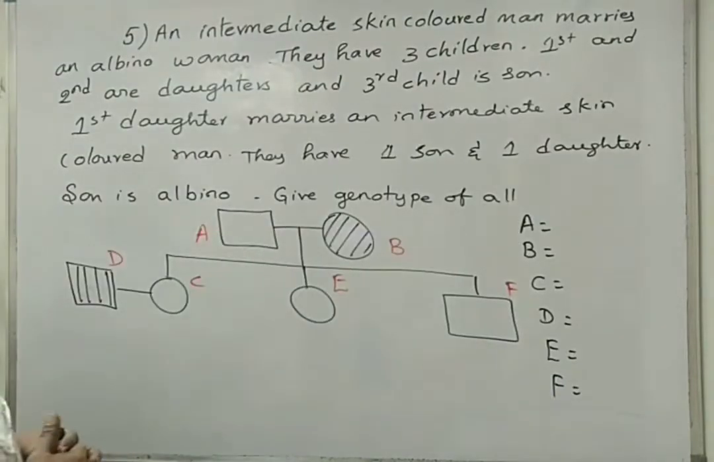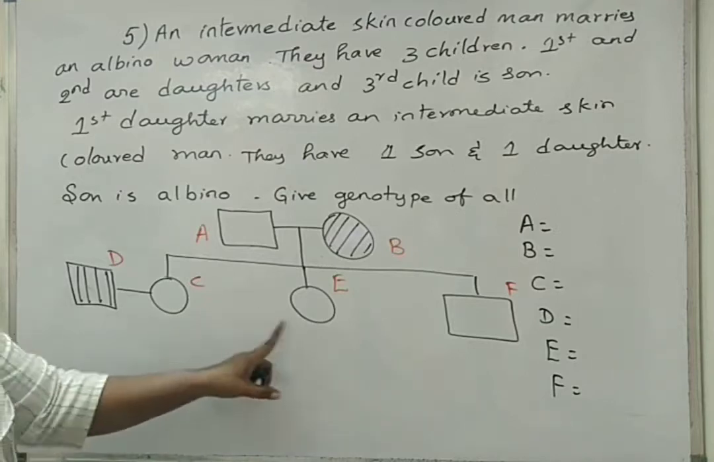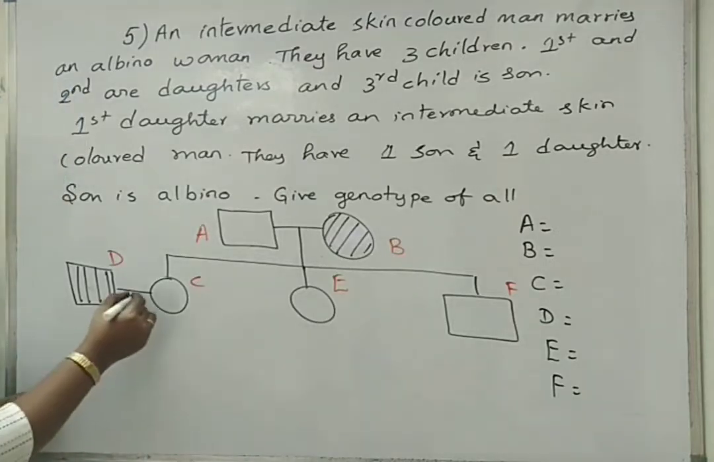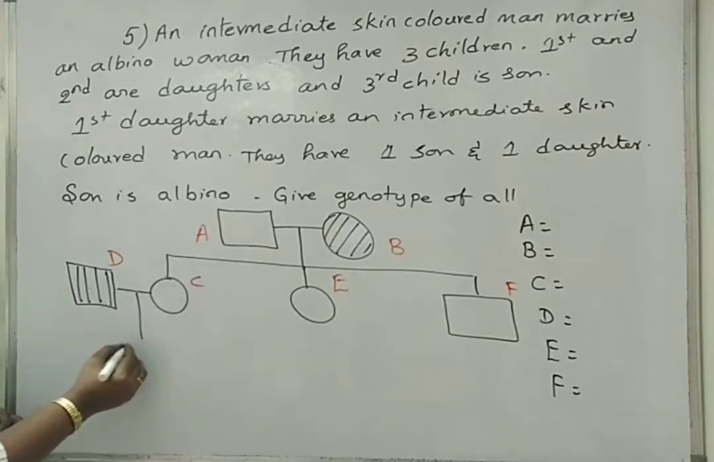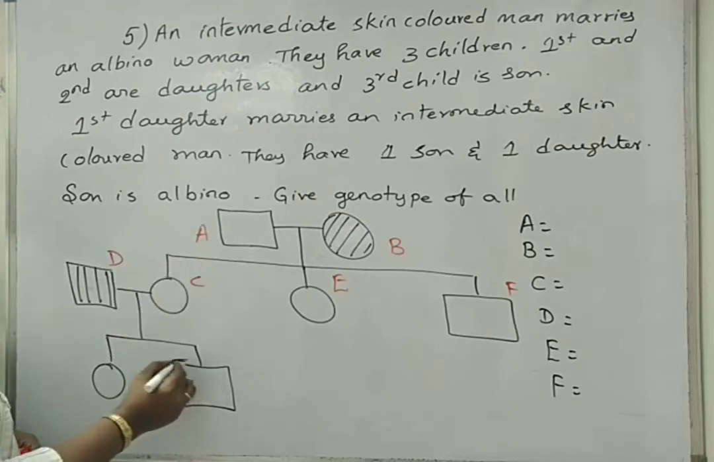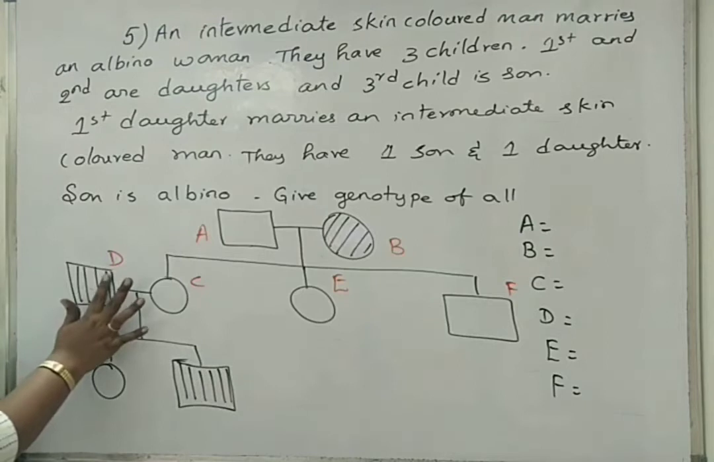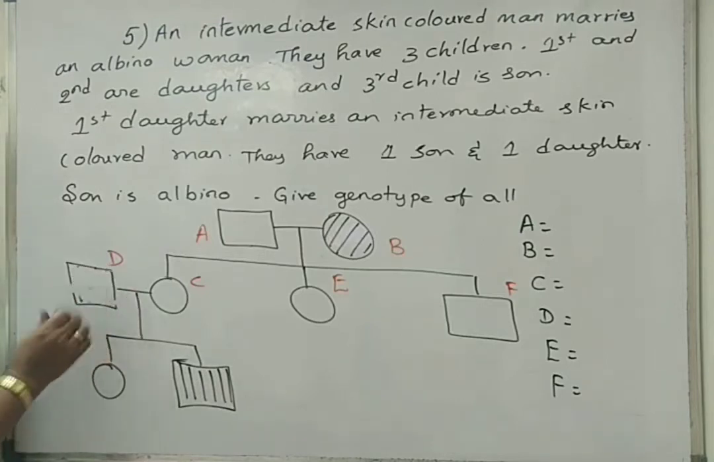Next question. An intermediate skin-colored man marries an albino woman. They have 3 children. First and second child are daughters and third child is son. First daughter marries an intermediate skin-colored man. They have 1 son. Now, the son is albino. Intermediate skin colored man means, again, no need to shade and all this.